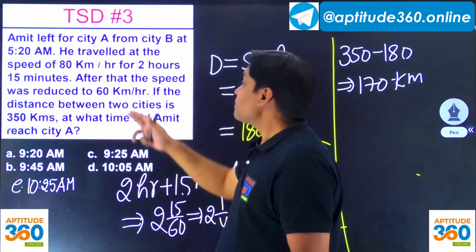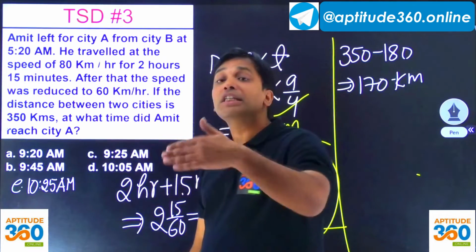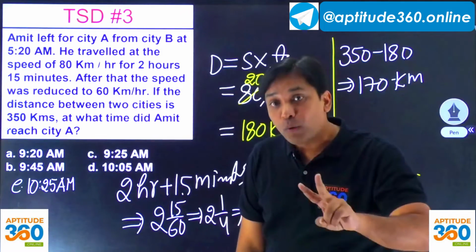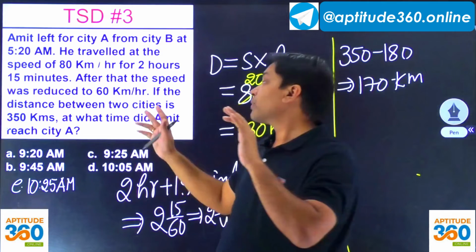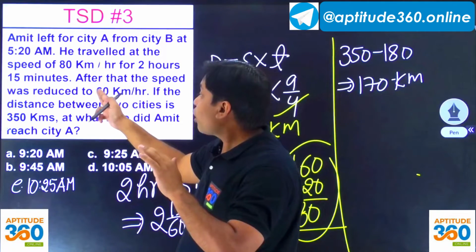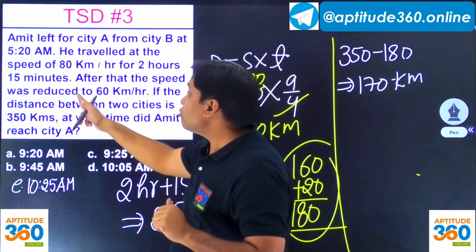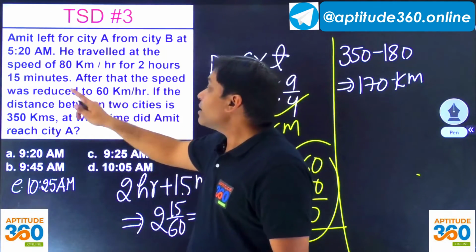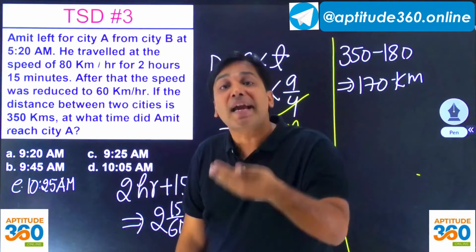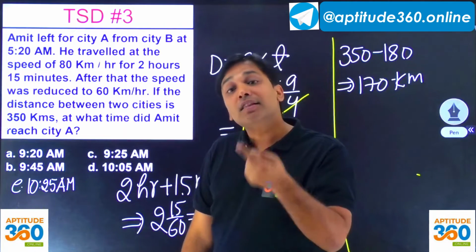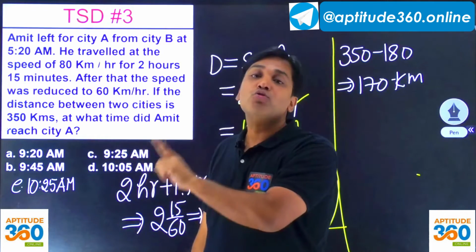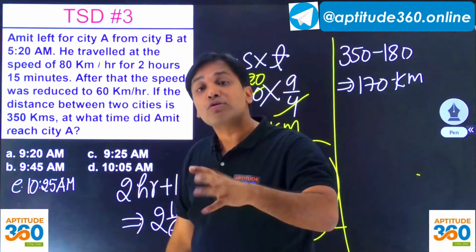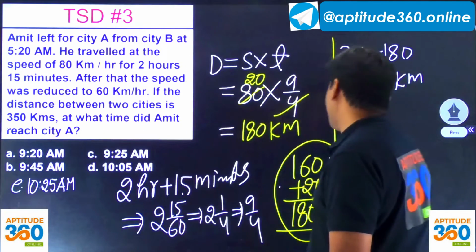प्रॉब्लम कहता है after that the speed was reduced to 60 km per hour. Now always be thoughtful. प्रॉब्लम जब बोल दे it was reduced to 60, तो स्पीड हो गया 60. प्रॉब्लम says that the speed was reduced by 60 kilometers per hour. Then the speed would be 80 minus 60, which is 20 kilometers per hour. Do you understand this? So reduced to, reduced by, ये आपको प्रॉब्लम पे देखना है.